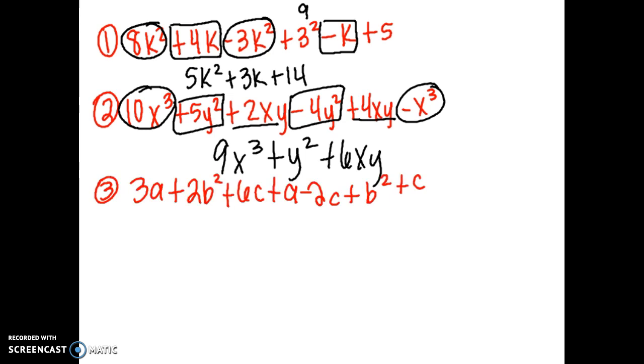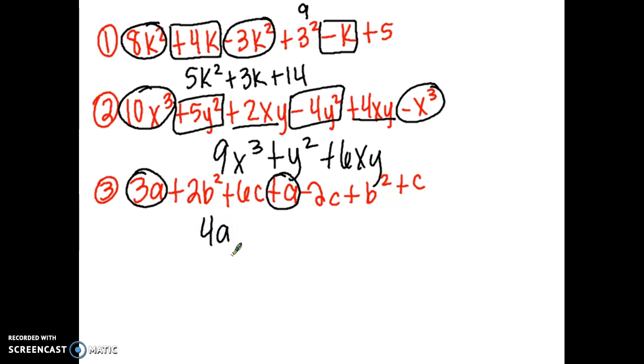Alright, number 3, we have 3a plus 2b squared plus 6c plus a minus 2c plus b squared plus c. We're going to start with 3a, and then I also have an a. 3a plus a is 4a. I don't have any more a's in my problem, so that is the combined number for 3a and a.